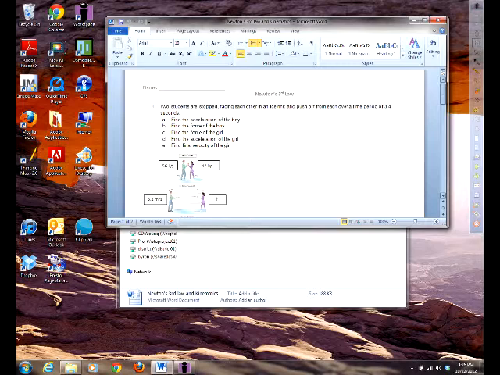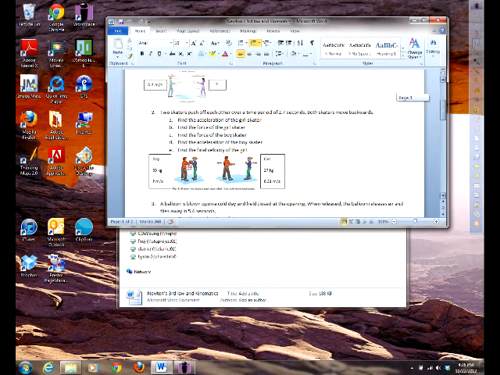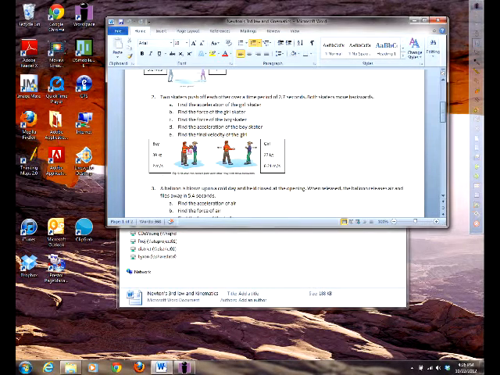Go ahead and answer the second one. Okay. Two skaters push off each other over a time period of 2.7 seconds. Both skaters move backwards. Find the acceleration of the girl skater, find the force of the girl skater, find the force of the boy skater, find the acceleration of the boy skater, and find the final velocity of the girl.